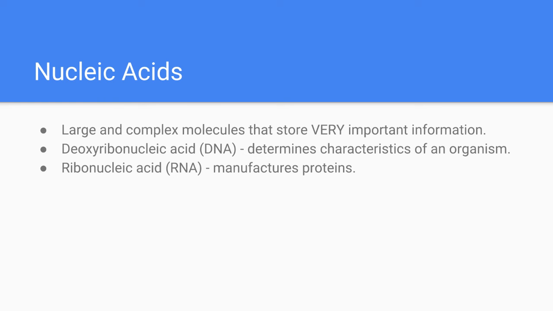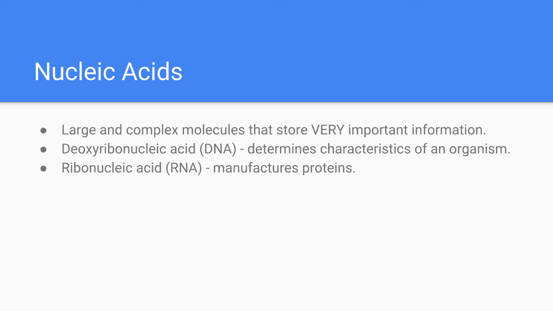Okay, last but not least, we have nucleic acids. Now, these are what make us up. They are large, and they're very complicated, and they store any very important information about us. The 2 major types of nucleic acids are deoxyribonucleic acid, also known as DNA, and ribonucleic acid, also known as RNA.